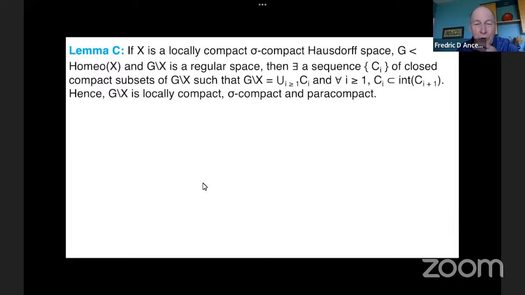So you have to worry about what happens when that orbit space misbehaves. It may not be T1. Nonetheless, you can take the orbit space and represent it as an ascending sequence of closed compact sets. And that tells you that the orbit space is locally compact, sigma compact, and paracompact. So in other words, I get that paracompactness hypothesis out of this.